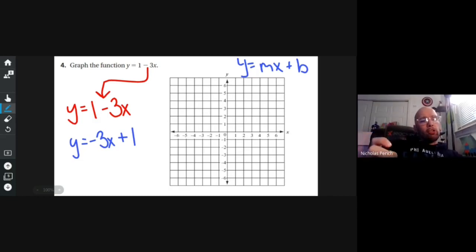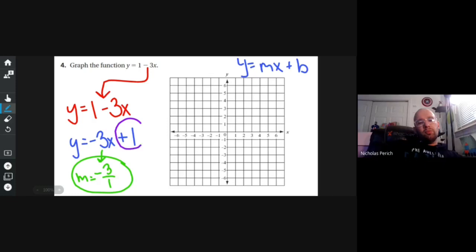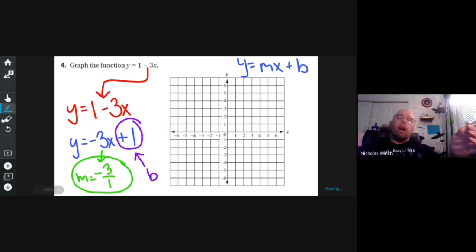What does that make my slope? Well, my slope is -3, or -3 over 1. That's my slope. What's my y-intercept? Positive 1. Always start out by doing the y-intercept. Go to your y-axis, go to your y-intercept, which is 1, and put a dot there.